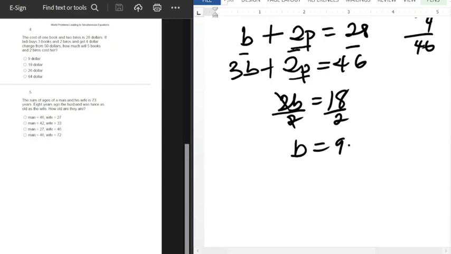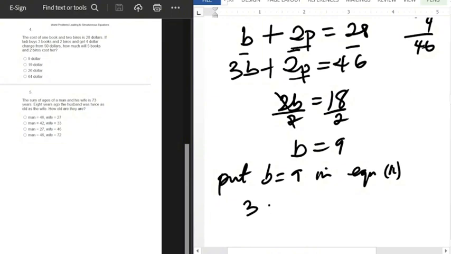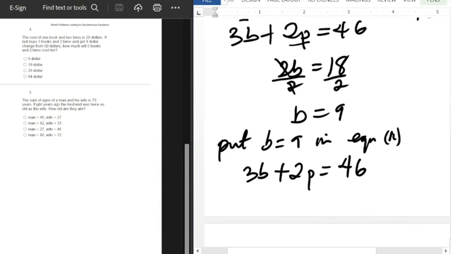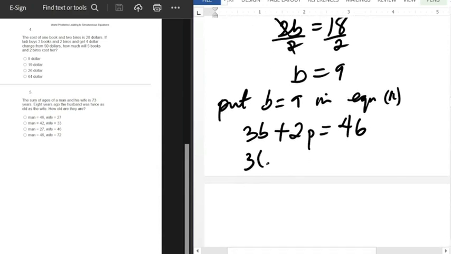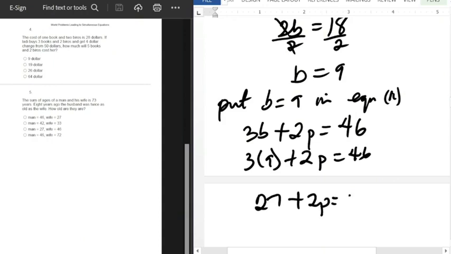So we know the cost of a book. The question is how much will 5 books and 2 biros cost? Because we need to get the value of the biro, we now put B equals 9 in equation 2. Equation 2 is 3B plus 2P equals 46. So 3 times 9 plus 2P equals 46. 3 times 9 is 27, plus 2P equals 46.